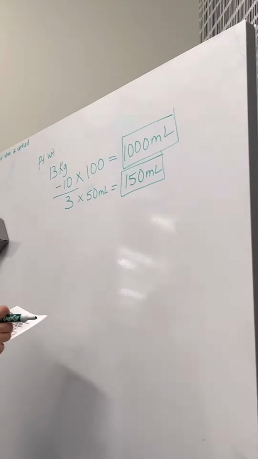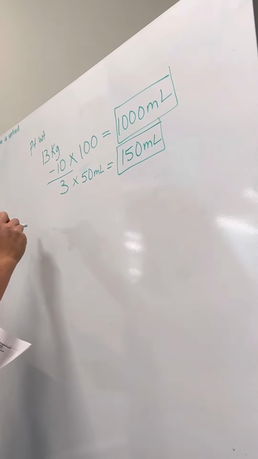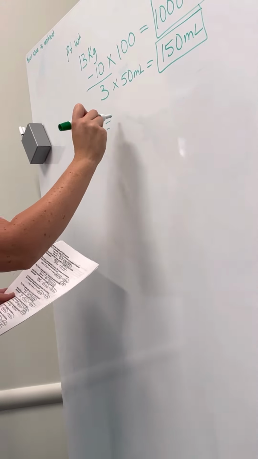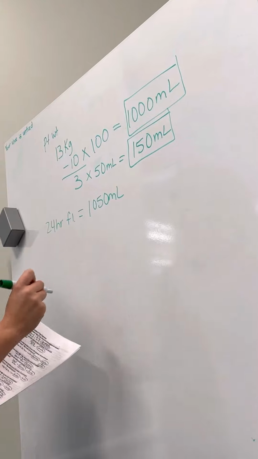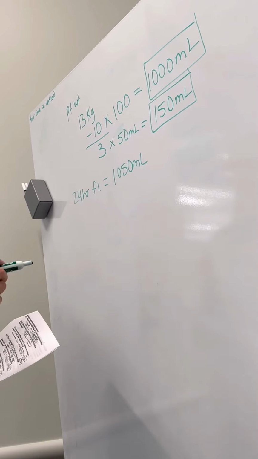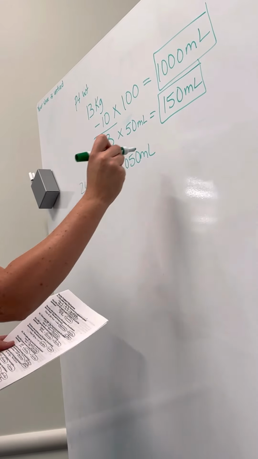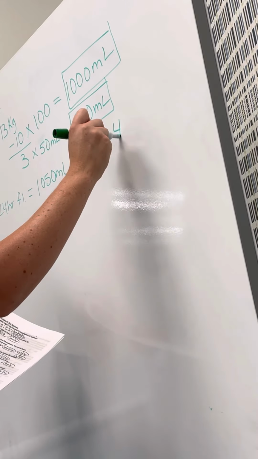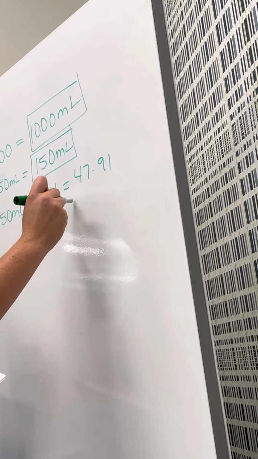So we just add the 1,000 milliliters to the 150 milliliters, which gives us a 24-hour fluid maintenance requirement of 1,150 milliliters. And then to figure out our hourly fluid rate from our 24-hour fluid rate, we need to just divide that 1,150 number by 24, which gives us 47.91, but since it's over 1 milliliter, we're going to round it to the tenth place, which just gives us 47.9.